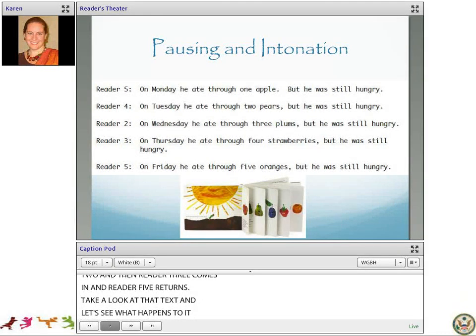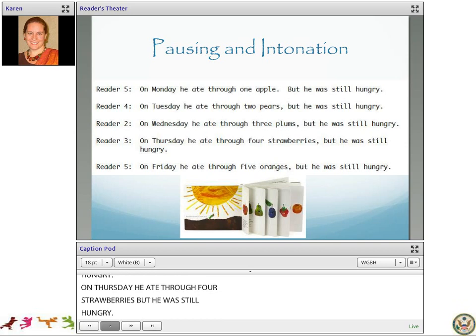On Monday, he ate through 1 apple, but he was still hungry. On Tuesday, he ate through 2 pears, but he was still hungry. On Wednesday, he ate through 3 plums, but he was still hungry. On Thursday, he ate through 4 strawberries, but he was still hungry. And on Friday, he ate through 5 oranges, but he was still hungry.